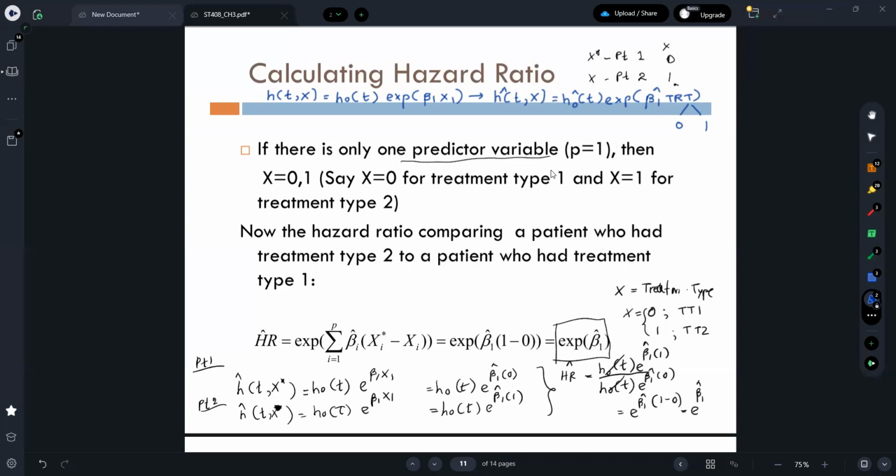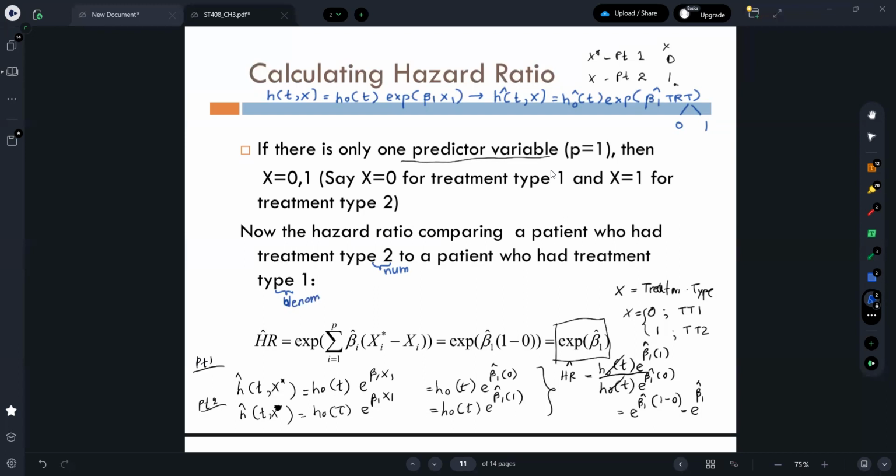So if you want to compare the hazard ratio between patients who were in treatment type 2 to the patients who are in treatment type 1, with 0 for treatment type 1 and 1 for treatment type 2, you are comparing type 2 to type 1. So type 2 will be in the numerator at the top. Okay, so there's an order. Comparing type 2 to type 1, type 2 should be at the top and type 1 should be in the denominator. So how do you write it?